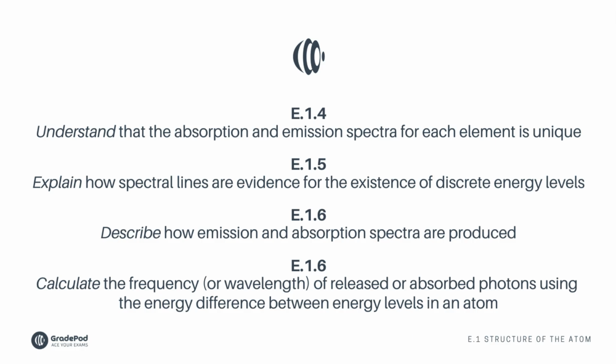Let's talk you through spectra, all you need to know. The learning objectives that you need to cover are: understand that the absorption and emission spectra for each element is unique. Explain how spectral lines are evidence for the existence of discrete energy levels. Describe how emission and absorption spectra are produced. Calculate the frequency or wavelength of released or absorbed photons using the difference in energy between the energy levels in an atom. I'm going to cover all these in the next 5 minutes. So on with the show.